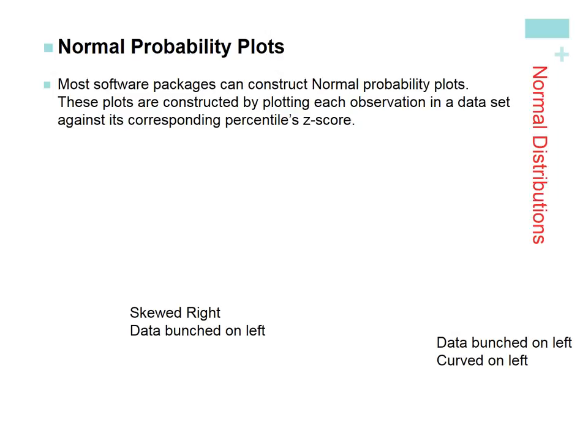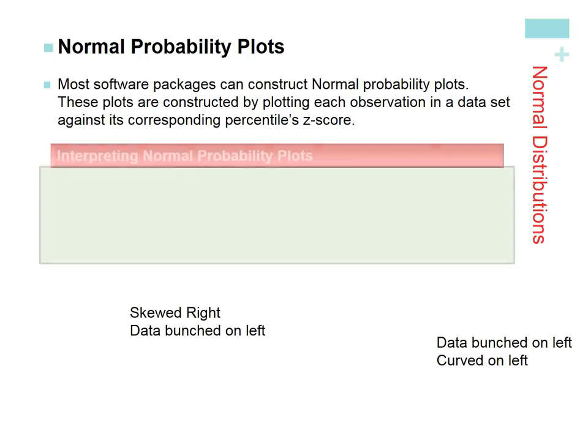The other way to do this is something called a normal probability plot. They are constructed by plotting each observation in a data set against its corresponding percentile's z-score. So we take a look at each observation and then we find the z-score based on the percentile. You will never have to do this. Your calculator will do this all for you. Please make sure that you take a look at the calculator instructions in this section on how to find the normal probability plot.